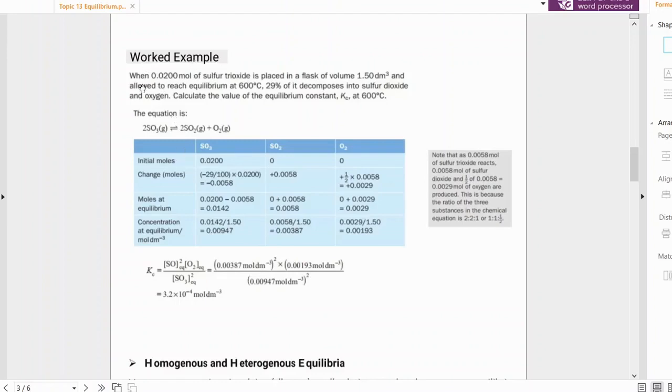So, for example: when 0.02 mole of sulfur trioxide is placed in a flask of volume 1.5 dm³ and allowed to reach equilibrium at 600 degrees Celsius, 29% of it decomposes. That means 71% of it remains at equilibrium, with the rest turning into sulfur dioxide and oxygen. Calculate the value of the equilibrium constant Kc at 600 degrees Celsius.